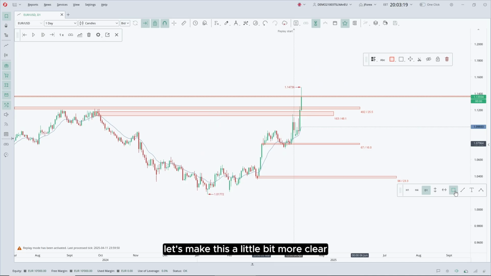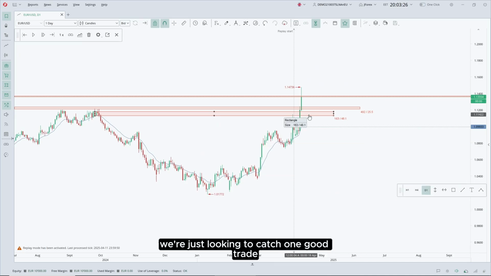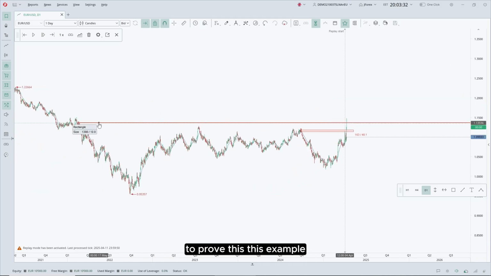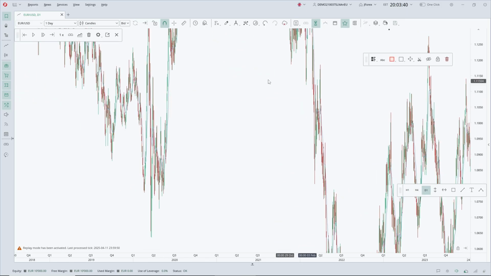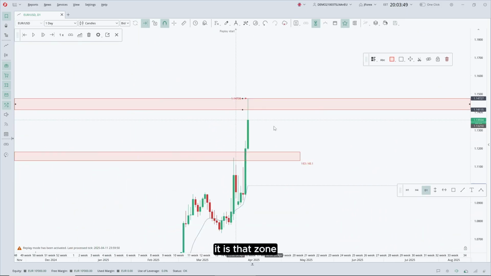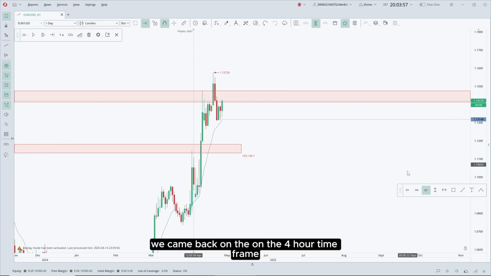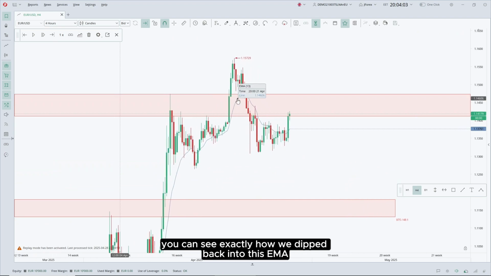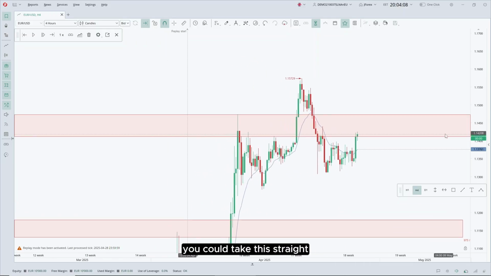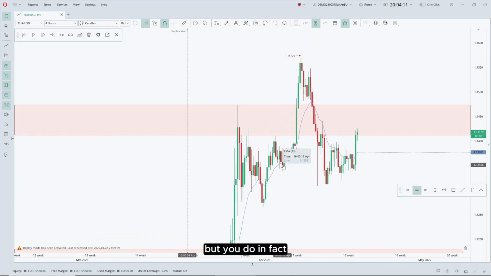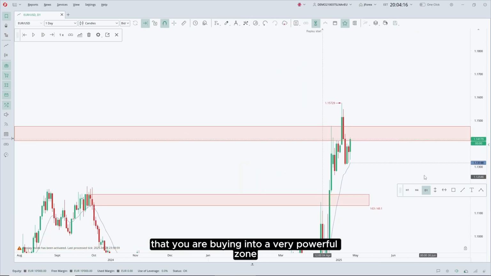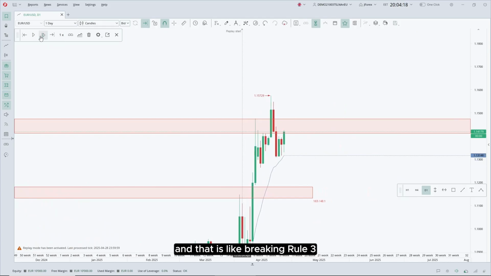Let's make this a little bit more clear. Let's remove all these ones. We're just looking to catch one good trade to prove this example. It is that zone. Now we are back. We came back on the 4-hour time frame. You can see exactly how we dipped back into this EMA and then pushed to the upside. You could take this trade, but you do in fact need to know that you are buying into a very powerful zone, and that is like breaking rule 3.